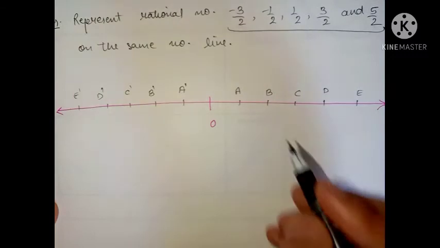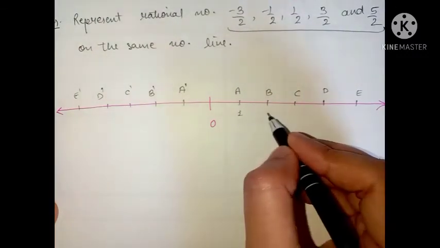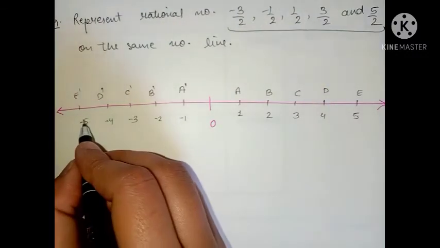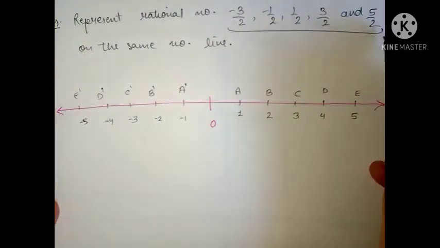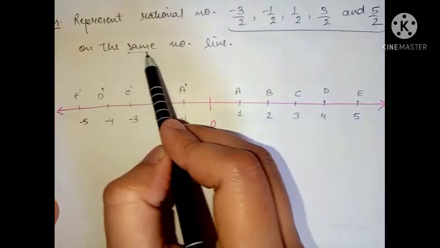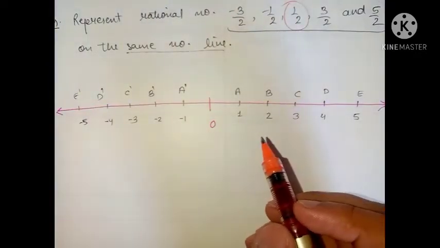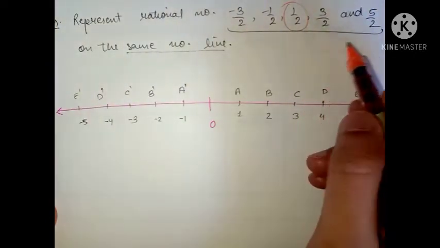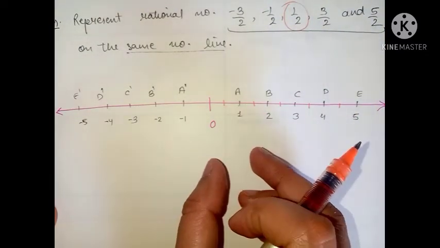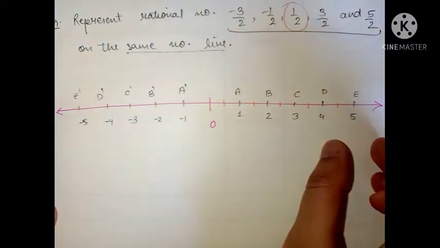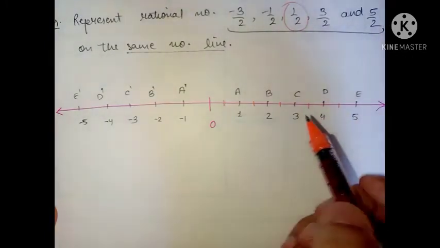Okay, so now we are going to mark these numbers. Till here it's very easy, right? Now we have to mark these rational numbers on the same number line. Since the denominator of each given rational number is 2, we have to mark the middle points of each of these intervals. Okay, why are we doing this?